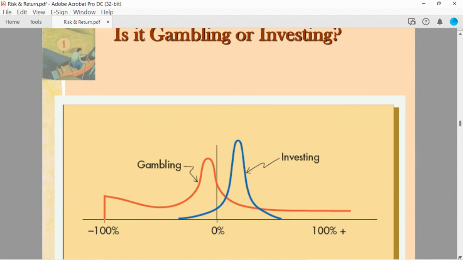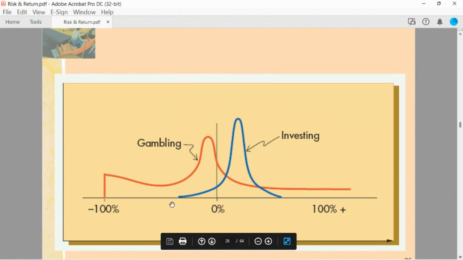And I also mentioned this before, the difference between gambling and investing. In investing, the mean of the distribution is always positive, right? Of course, you can have zero return or negative return, but the mean is positive. Whereas in gambling, the mean is negative.